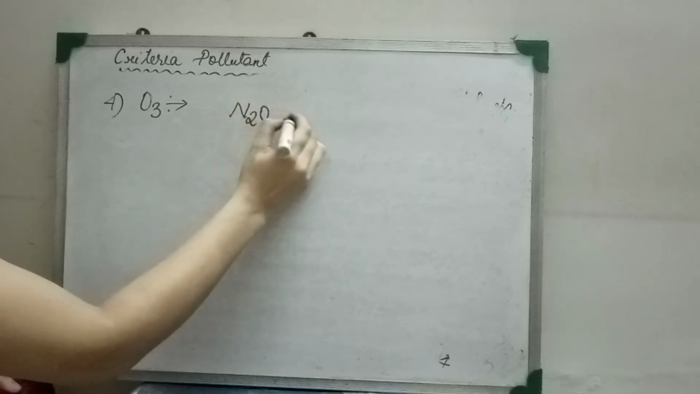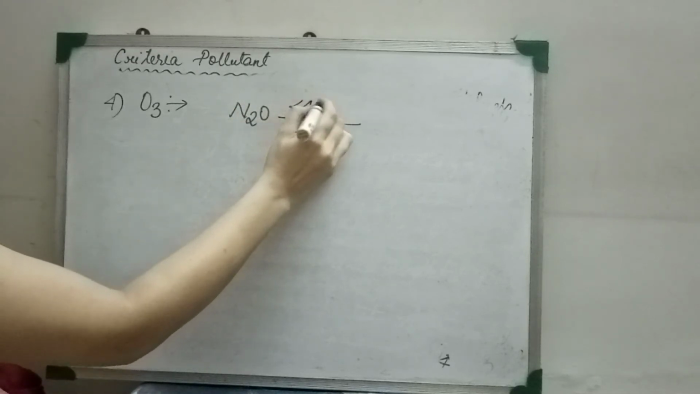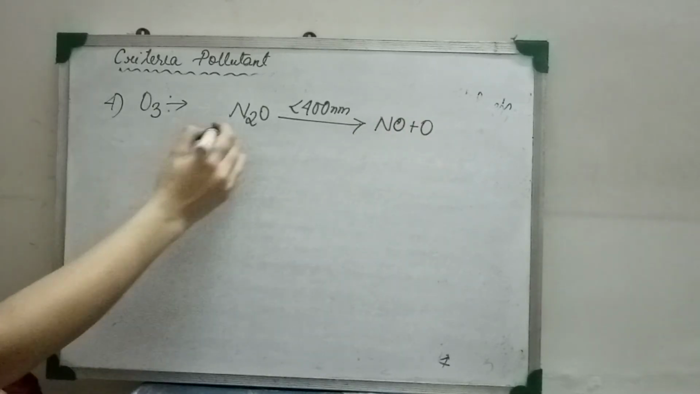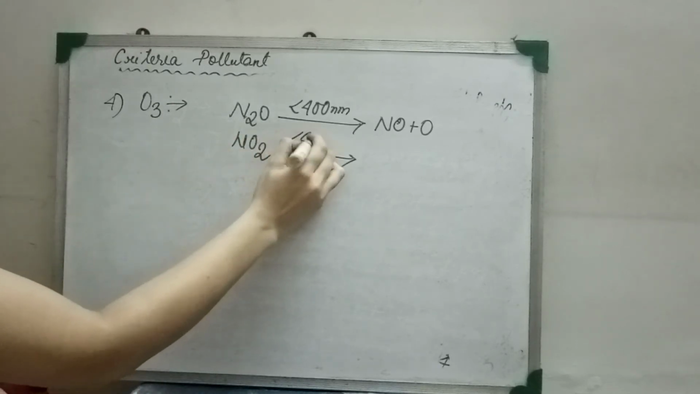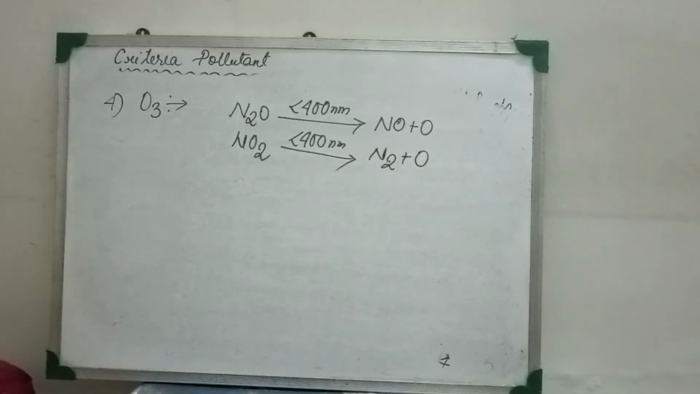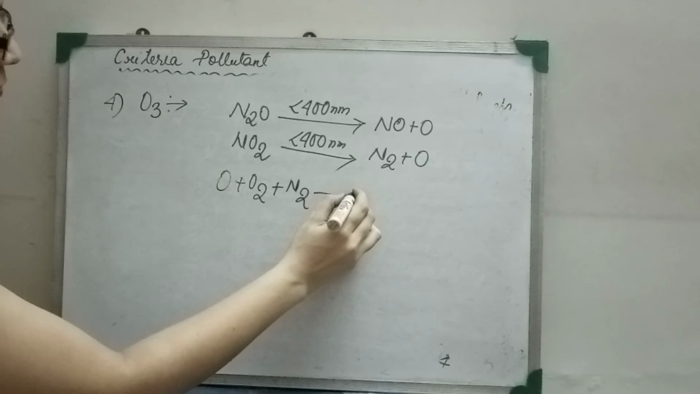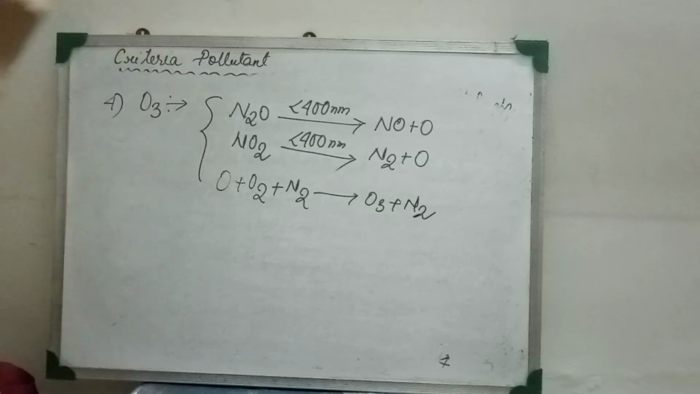When nitric oxide irradiated with solar radiation having wavelength lower than 400 nanometer results in formation of nitric oxide and oxygen. Similarly, when nitrogen dioxide is irradiated with a wavelength lower than 400 nanometer, it results in formation of nitric oxide and atomic oxygen. This atomic oxygen which is formed is highly reactive and reacts with atmospheric oxygen in the presence of nitrogen to form ozone.